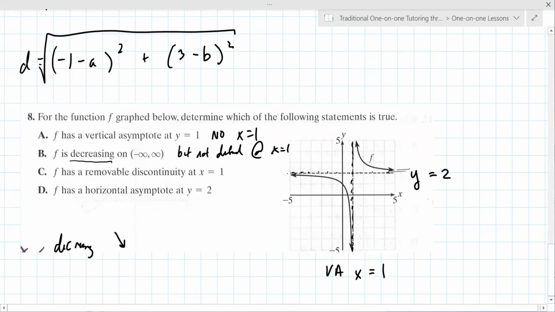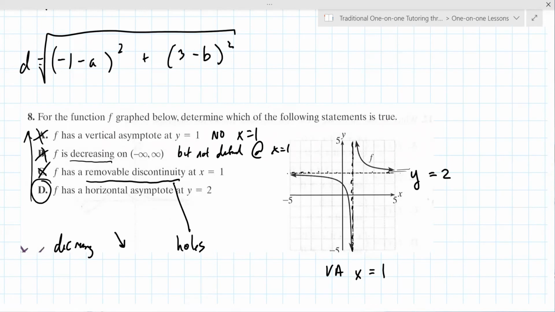F has a removable discontinuity at x equals 1. The only removable discontinuities are holes. And there's no holes. It does not include vertical asymptotes. So no. If you've ever taken any standardized test review, or if we've ever talked about it, I'd be happy to do that with you in another lesson. Whenever it says which of the following, you actually start backwards, because they want you to go through the list and get to the one that is correct. D does have a horizontal asymptote at y equals 2.